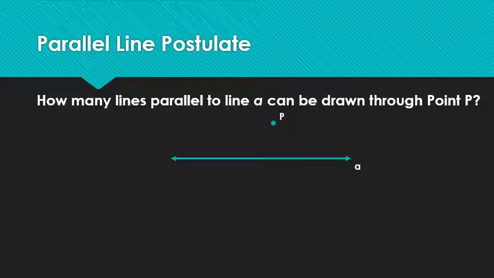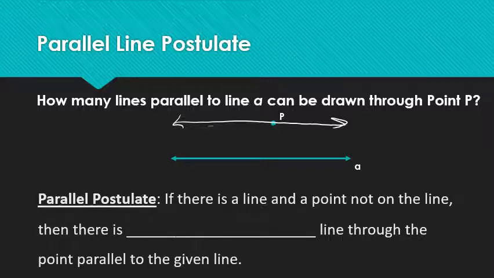All right, so let's talk about how many lines you drew. So if you drew this line, you're good. And I look at this, and I don't know that I can draw any other lines that actually go through point P that are parallel to A. And that's exactly what the parallel postulate says.